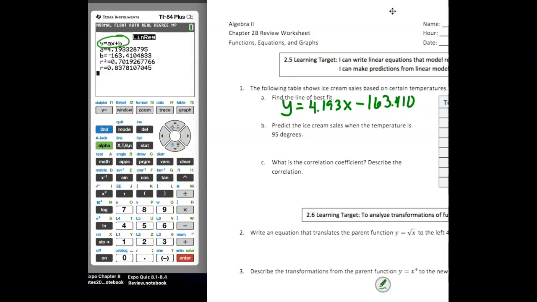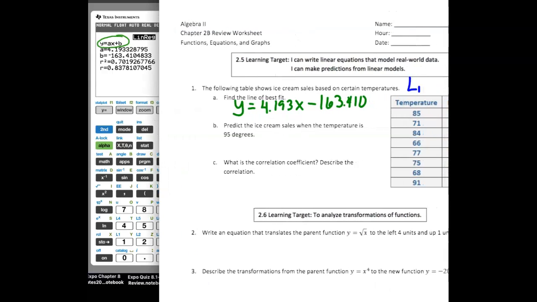All right. Part B says predict the ice cream sales when the temperature is 95 degrees. What variable was our temperature? Was that the x's or the y's? That was the x's. We set it up, right? The temperature was in list 1. So they're basically saying, let's make a prediction when x is 95. So by hand, could we dump 95 in there? We could. Could we use our calculator? Yes.